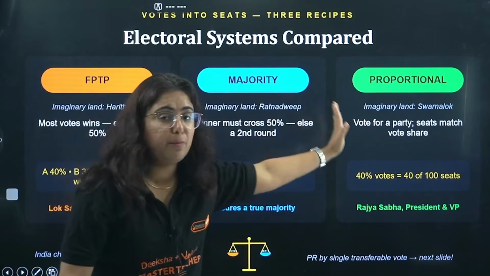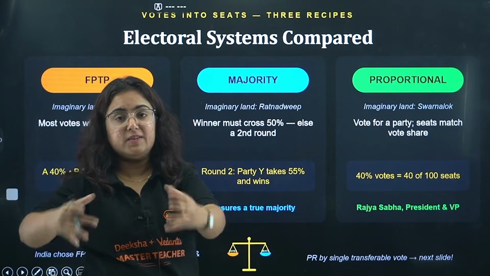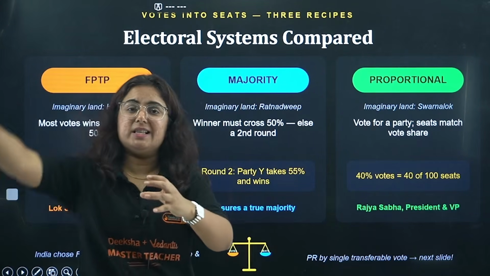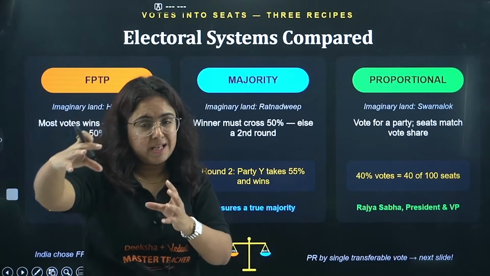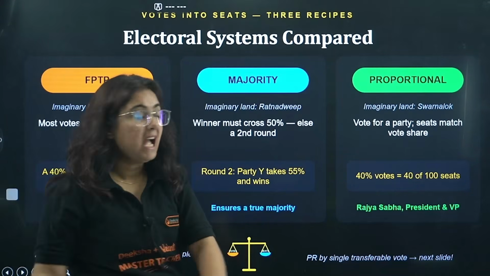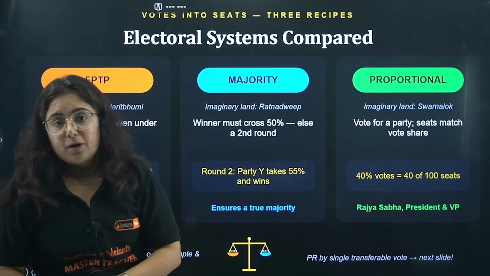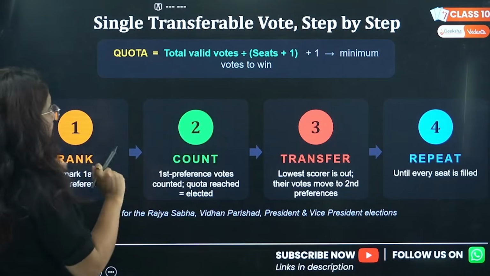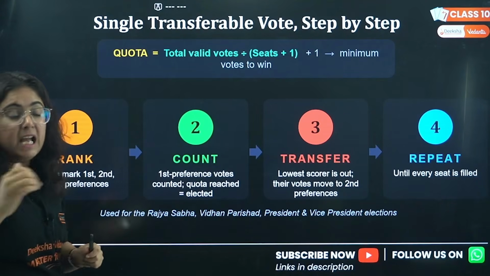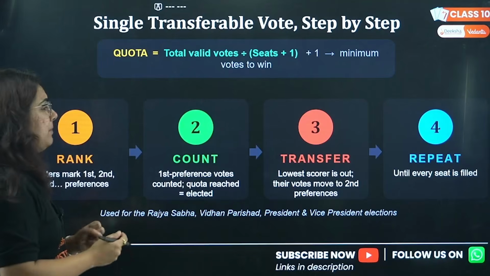But in proportional representation, you choose your representatives. Your representatives vote in the elections for bodies like Rajya Sabha, president or vice president, and it is on the basis of proportional representation. I will tell you the manner. It is not a single transferable vote. It is step by step. So a quota is made.